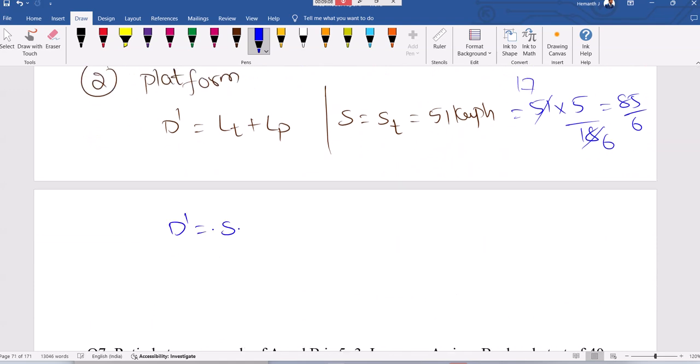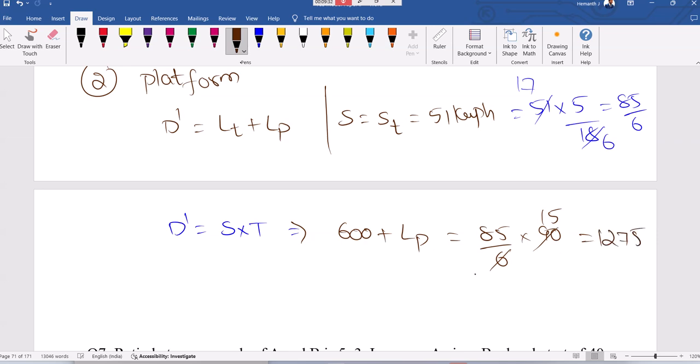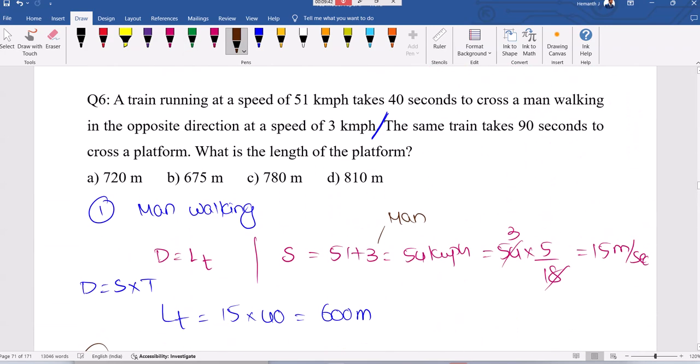Distance is speed into time. So here distance is the length of the train, 600, plus the length of the platform. Speed is 85 divided by 6. Timing is given as 90 seconds. 15 into 80, 120. Okay, 1200 plus 75, 1275. So the length of the platform will be 675. Platform length is 675. Train length is 600. So option B, platform length is 675.